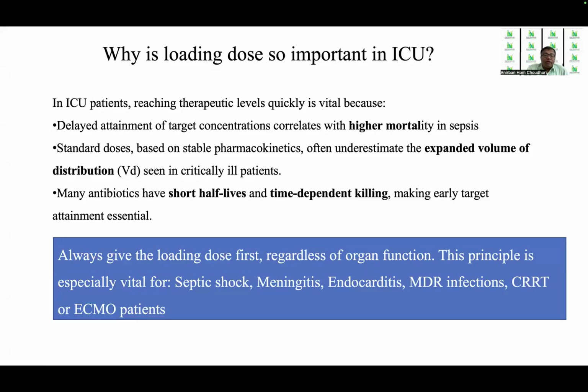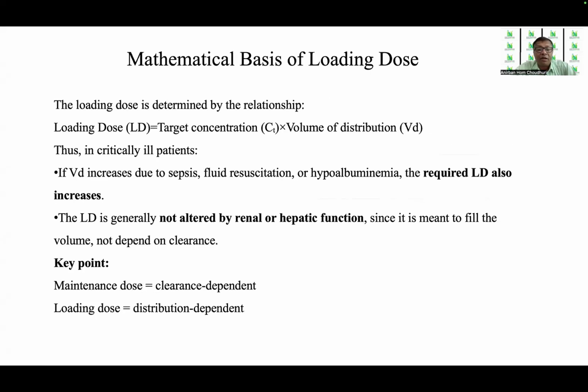So always give the loading dose first, regardless of the organ function. The principle is vital, especially for septic shock, meningitis, endocarditis, MDR infections, and also in CRRT or ECMO patients. There is a mathematical basis by which you can calculate the loading dose, which is nothing but the product of target concentration and the volume of distribution. This is critically important in critically ill patients. If the volume of distribution increases due to sepsis, fluid resuscitation, or hypoalbuminemia, the required loading dose also increases.